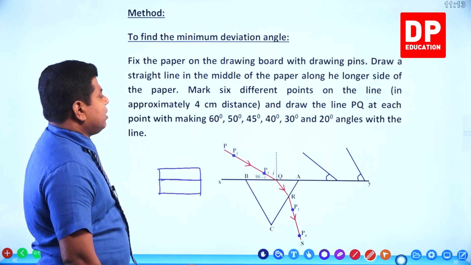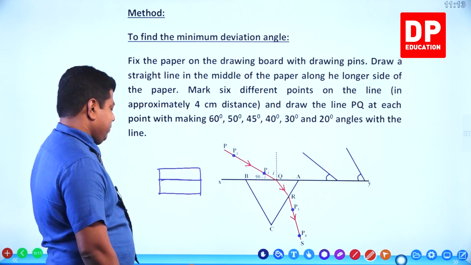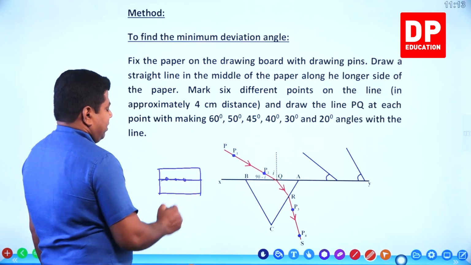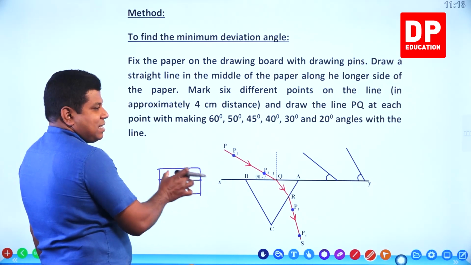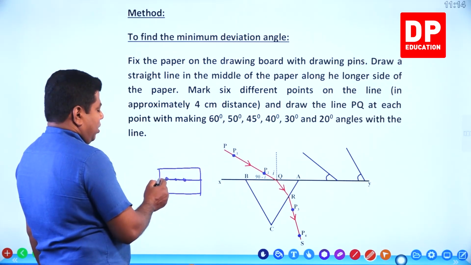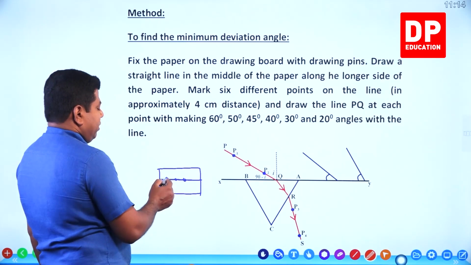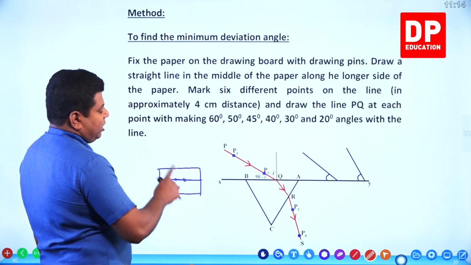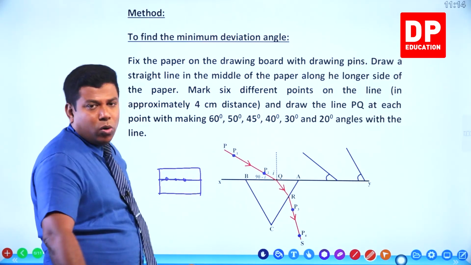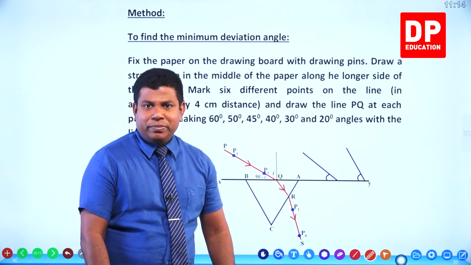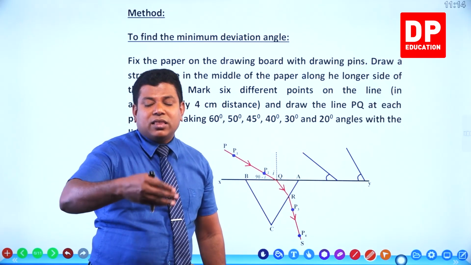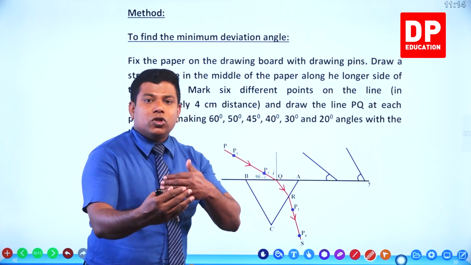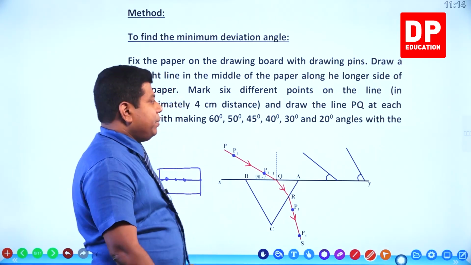Mark 6 different points on the line at approximately 4 centimeter distance. That means you have to mark 6 points. So if you mark 6 points, there will be 7 gaps, because you can't mark a point at the edge. So from the edge, 4 centimeter to the first point, likewise. Why 4 centimeter? When you mark 6 points with the space on both sides, 28 centimeters will be used. Your paper is approximately 30 centimeter. So to get the maximum use of the paper, we mark the points at 4 centimeter gap. That's not a theory or rule, but to get the optimum use of the paper, we mark it at 4 centimeter gap.